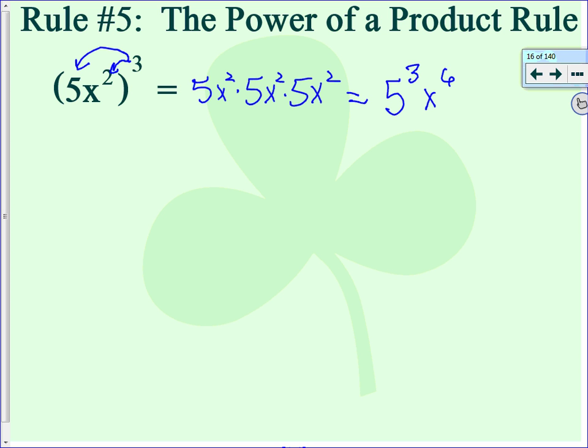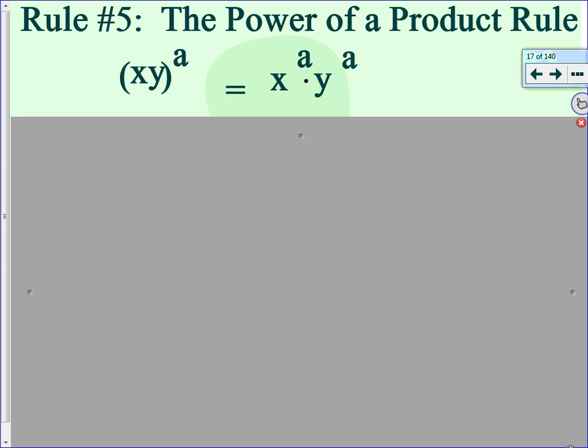Right? Now if you want, since 5 cubed is a relatively small number, you could call that 125x to the 6th. If you want, it's up to you. But again, if it's like 2 to the 24th, do not multiply that out by calculator or by hand. All right, so the power of a product rule states if you have 2 or more factors to a power, you have to give the power to both of the factors.